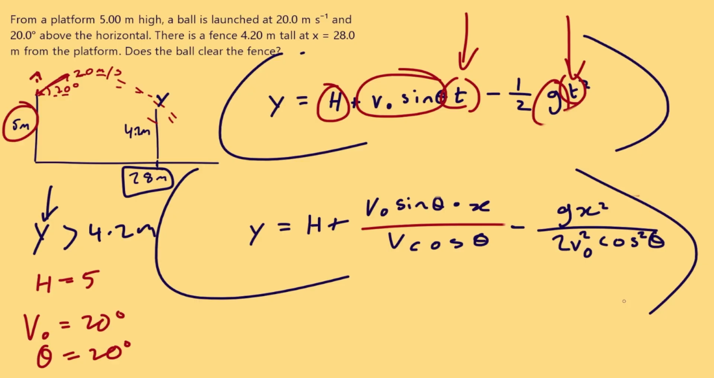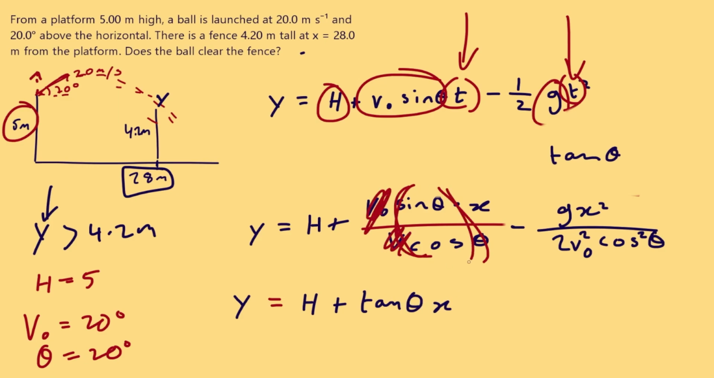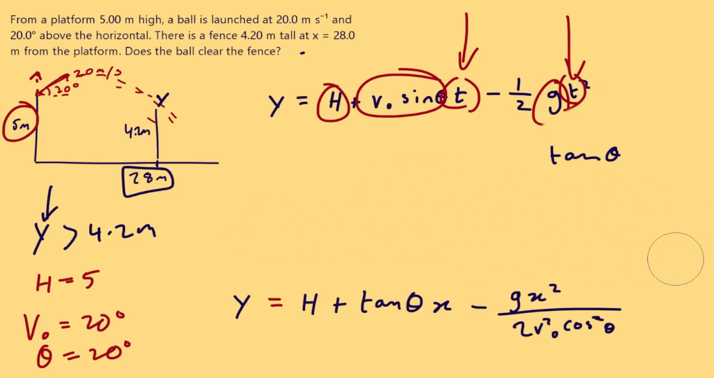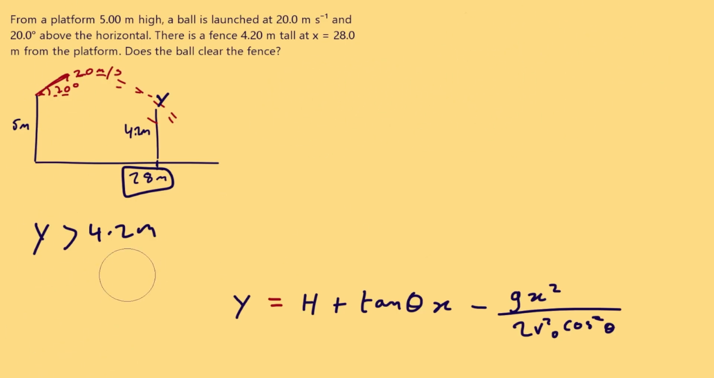This and this are the same equation. We can go one step further. If you're familiar with your trig identities, then you'll realize sine over cosine is equal to tangent. So our final equation is y equals height plus tangent x, because these velocities cancel out, so we're just left with tangent x, minus this big thing here, so gx squared over all of this stuff. That is how we eliminate time and simplify an equation. All we have to do is plug in our things. So let's go ahead and do that.